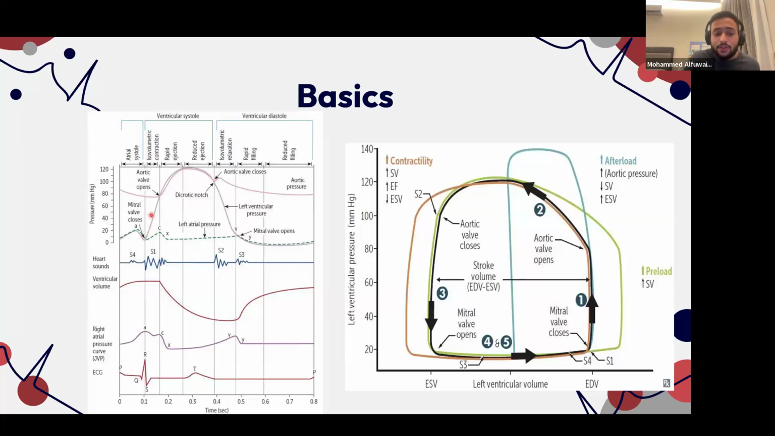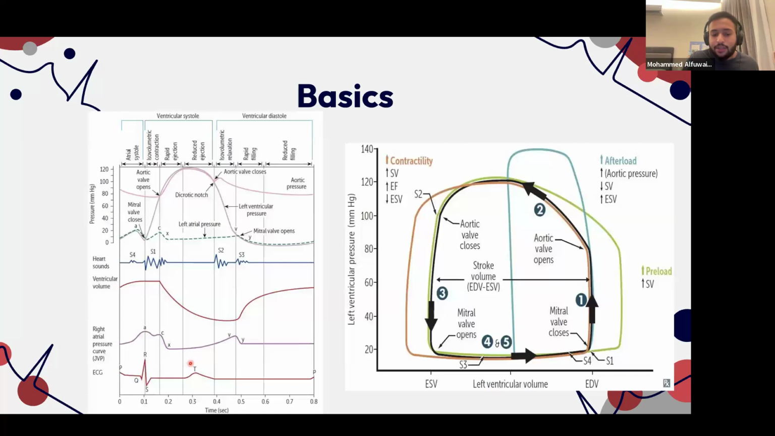Then you'll have isovolumetric contraction of the ventricle. Why is it isovolumetric? It's because none of the valves are open. The aortic valve is closed because aortic pressure is still higher than ventricular pressure, and you can see the ventricular volume is not changing. Until the ventricular pressure is higher than the aortic pressure, the aortic valve opens. Then you have rapid ejection and reduced ejection.